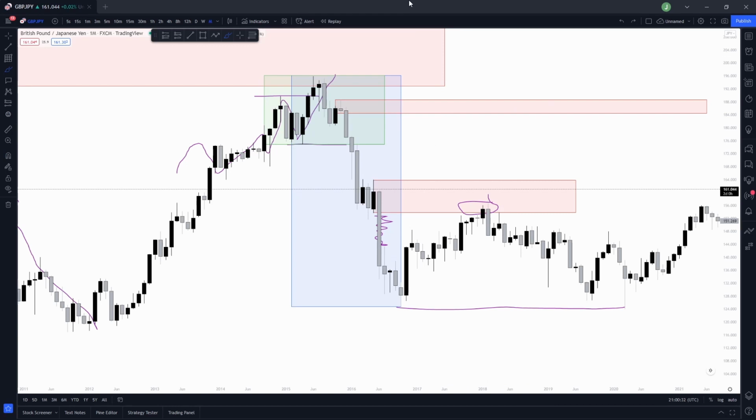So that is a great way of validating or finding the correct supply and demand zones. Obviously, we've just been using supply zones as an example. However, obviously, it is the flip side when it comes to demand. We're looking for inefficiencies just above.